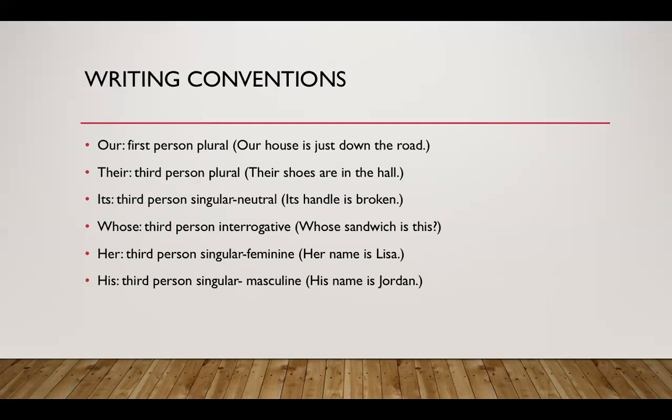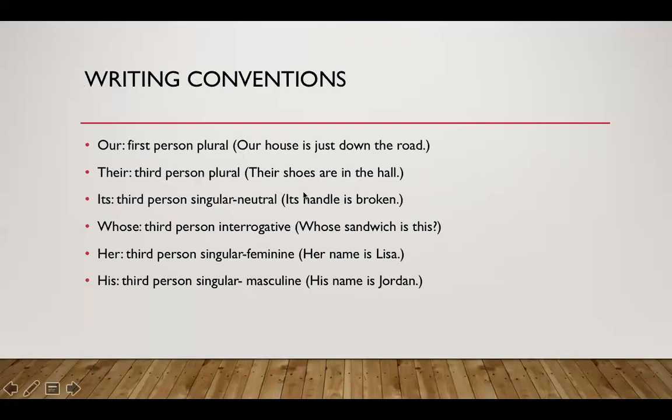So if you look here in these sentences, and it seems kind of silly, but it makes sense. You can't just have our without house. You can't just have their without shoes, or some other object to qualify where this belongs, where the word their belongs, where the word our belongs. Otherwise, the sentence doesn't make sense.